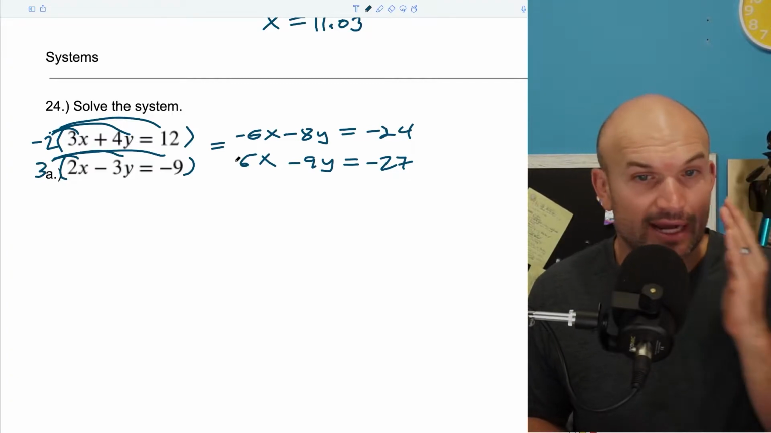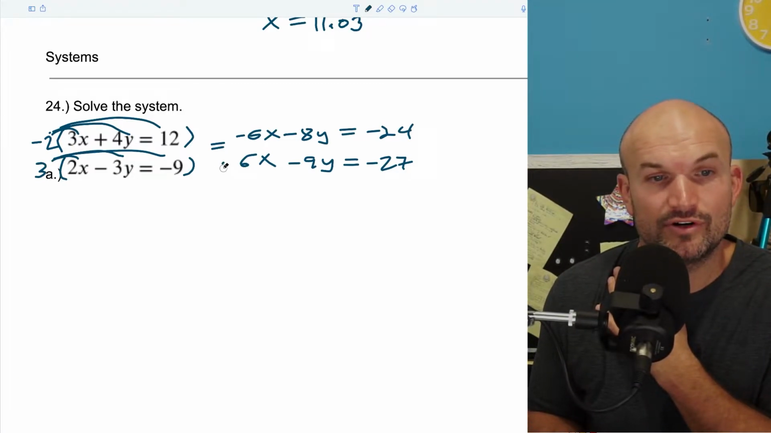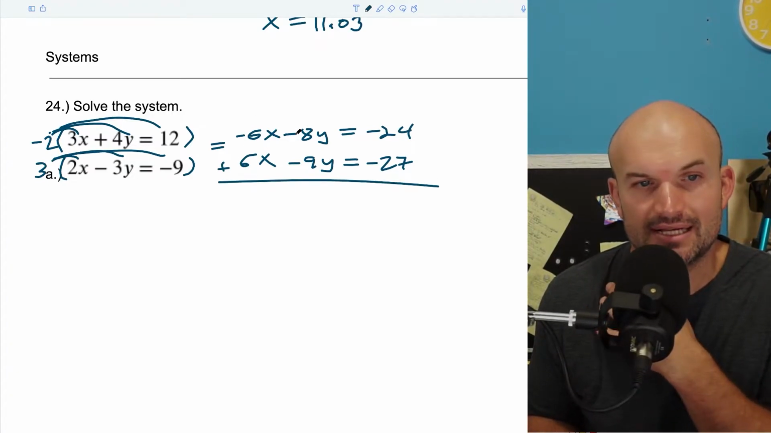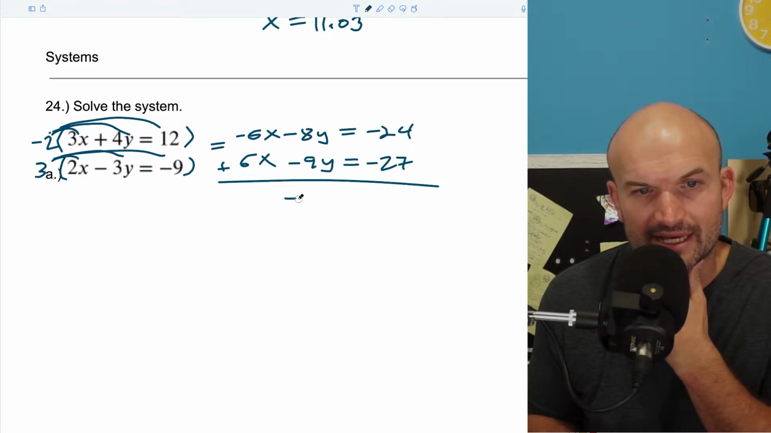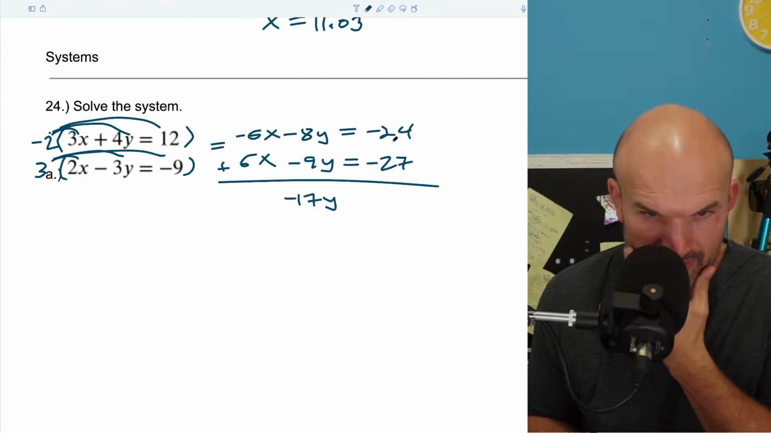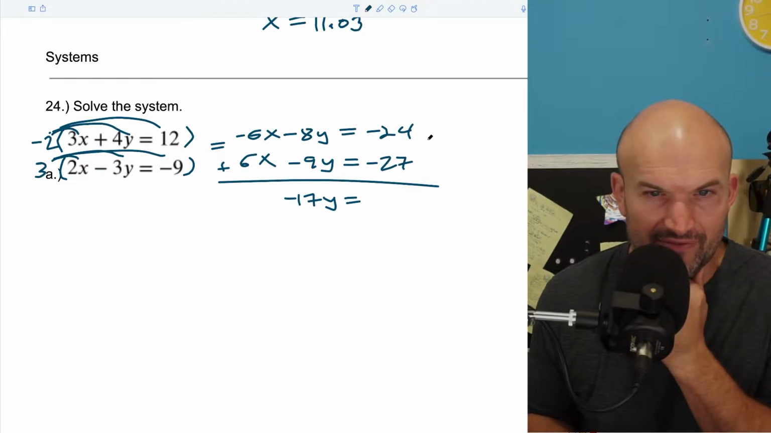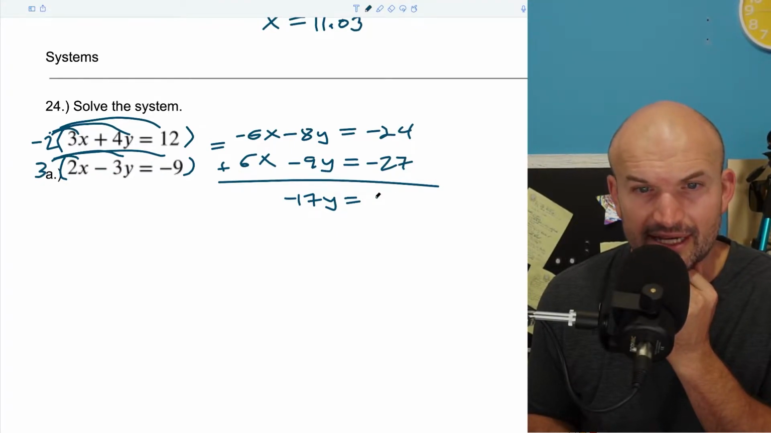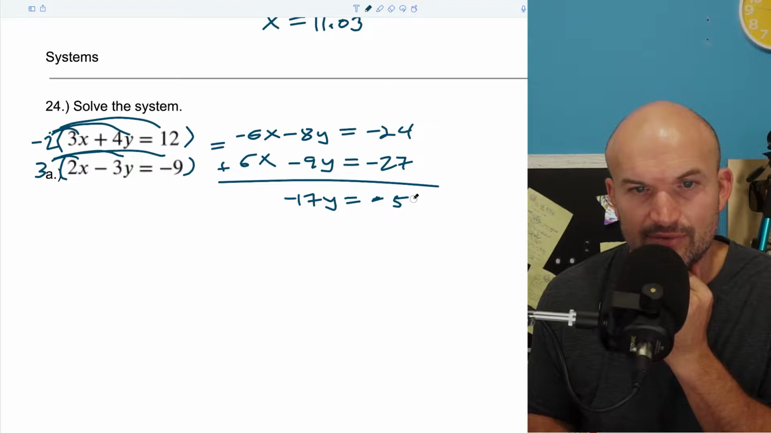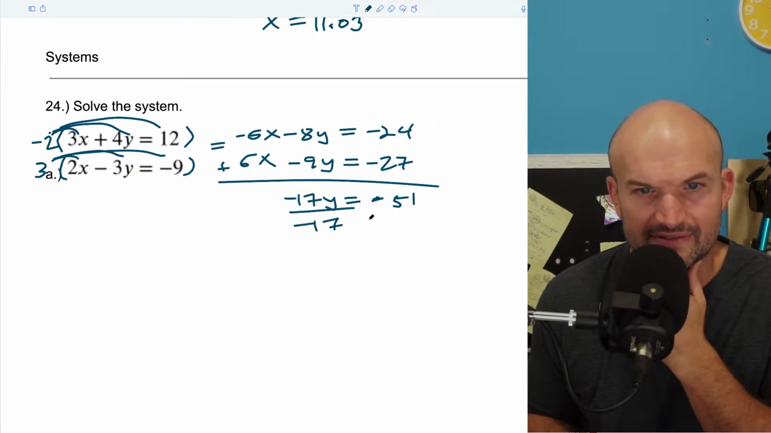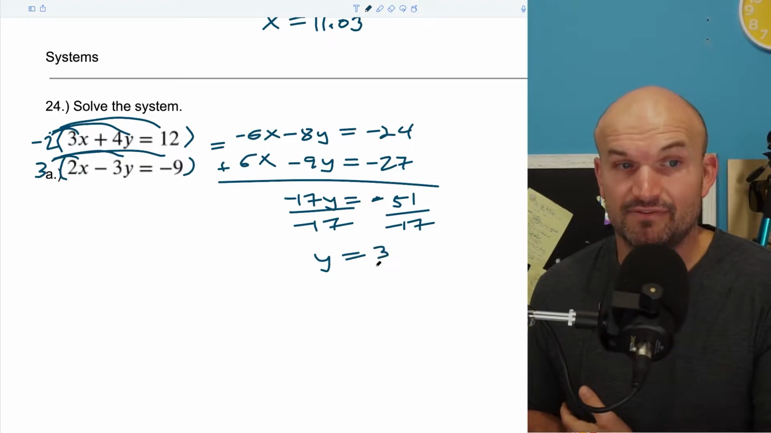Okay, now I have these set up. Now I can just go ahead and add them vertically. And what's going to happen is I'm going to get rid of my x's. So therefore, this will be -17y. This is going to equal -51. So that'd be -51. Divide by -17, divide by -17. y is going to equal, looks like, +3.